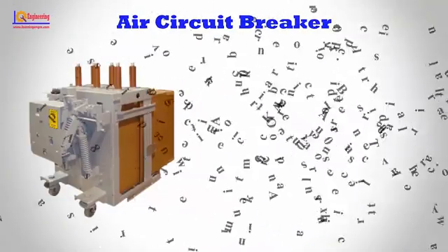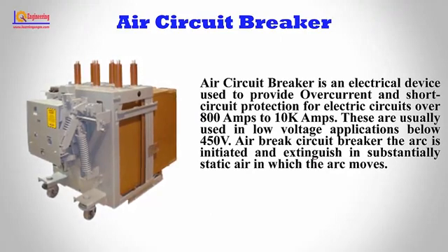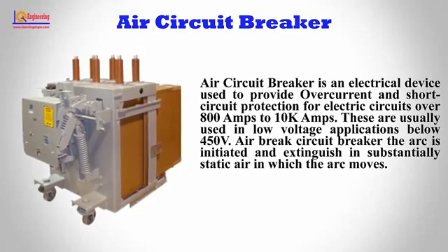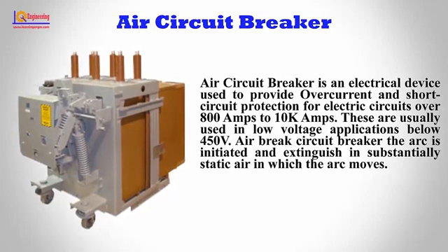Air circuit breaker. Air circuit breaker is an electrical device used to provide overcurrent and short circuit protection for electric circuits over 800 amps to 10k amps. These are usually used in low voltage applications below 450 V. In an air break circuit breaker, the arc is initiated and extinguished in substantially static air in which the arc moves.